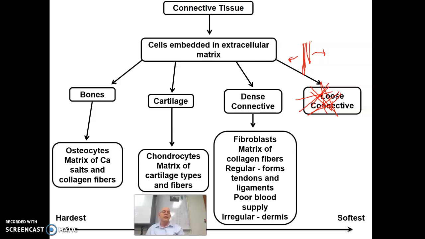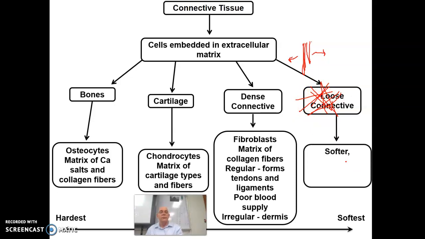All right, loose connective. So it's also going to be connective tissue. It's also going to be fibers, but these are going to be with a lot of space in between them. You're going to have more cells and less fibers. So it's almost like a framework. You have all these fibers, and then the cells are kind of hooked on those. Okay, so let's look at some examples of that.